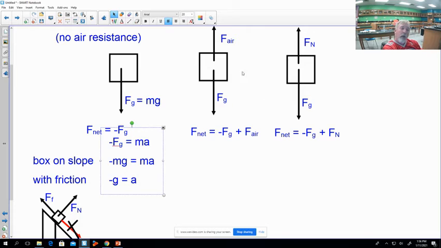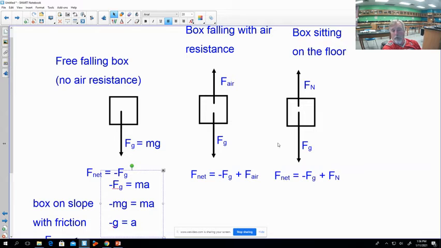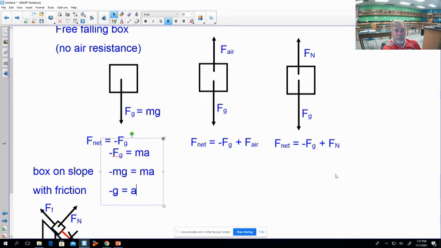Let's look at how this would apply to our box falling through the air with air resistance. What I want you to see here is that whether it's falling with air resistance or sitting on the floor, our free body diagram looks amazingly the same. All we did is change our little suffixes here. The first one up here was force air, up here it was force normal, but the structure is still the same.